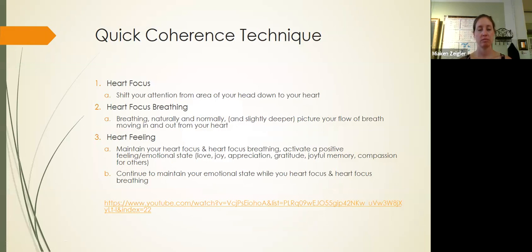Now, maintain your focus there, and step 2 is called heart-focused breathing. Breathe naturally, normally, but a little deeper than you normally would. And as you breathe, pretend as if the breath is flowing in and out through the center of your chest, the area where you have your focus. We'll do this for a few breaths. Inhale, breath's coming in through the heart. Exhale, back out through the area of the heart.